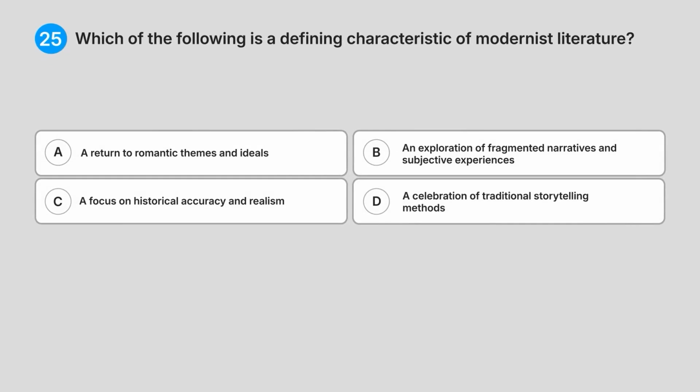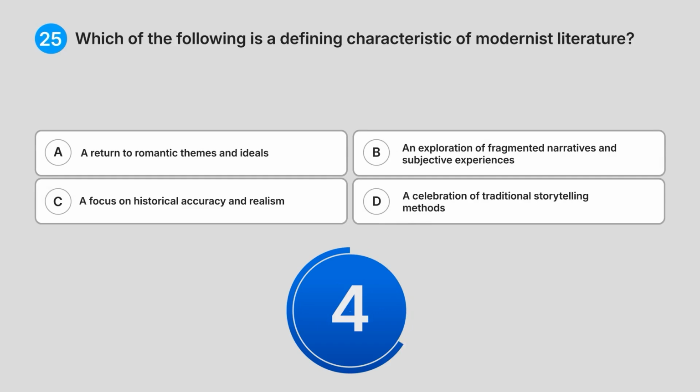25. Which of the following is a defining characteristic of modernist literature? A. A return to romantic themes and ideals. B. An exploration of fragmented narratives and subjective experiences. C. A focus on historical accuracy and realism. D. A celebration of traditional storytelling methods. Do you know the answer?